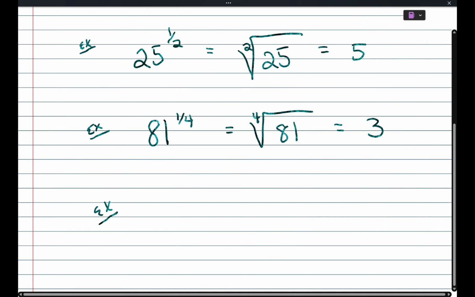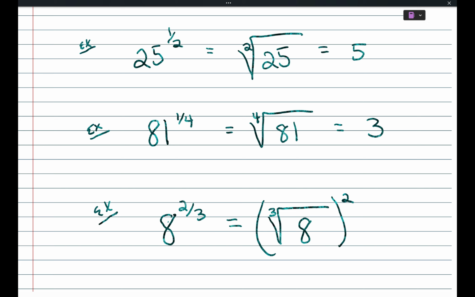Maybe one without a 1 in the numerator. So let's take a look at 8 to the 2/3 power. Well, the exponent is a rational exponent. It's a fraction, so we automatically can rewrite it as a radical. The base of 8 becomes the radicand. The 3, the denominator, always becomes the index. And then the numerator is what you're raising it to. Remember, in the last two examples, the numerator was a 1. So I chose just not to write the 1 because we know that everything is raised to the first power.